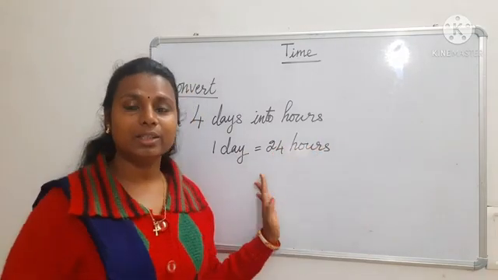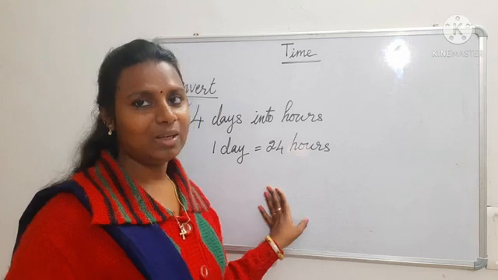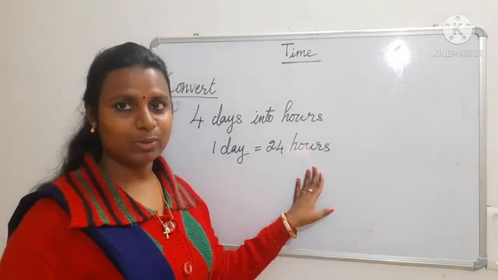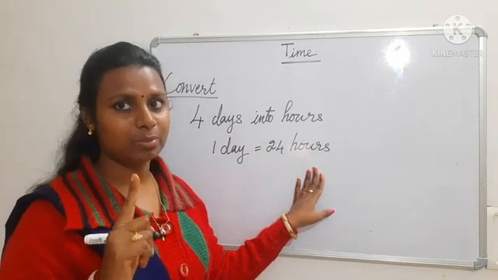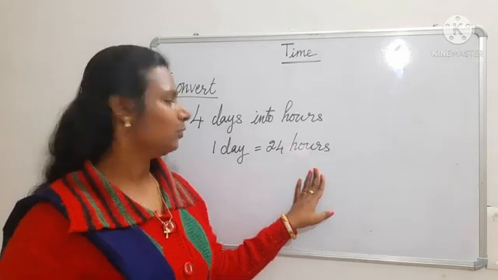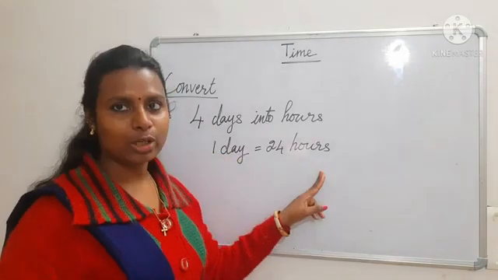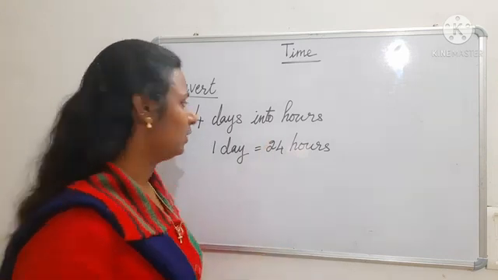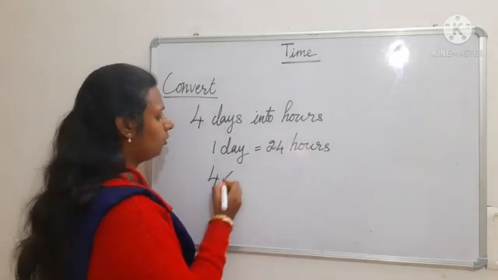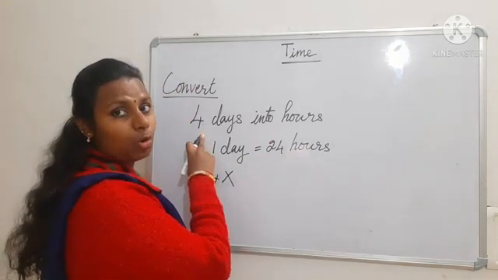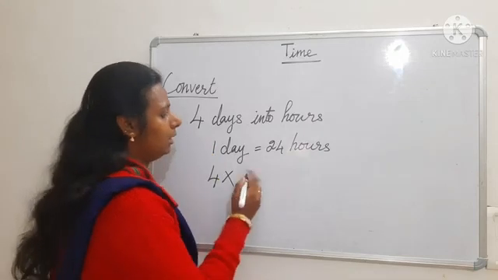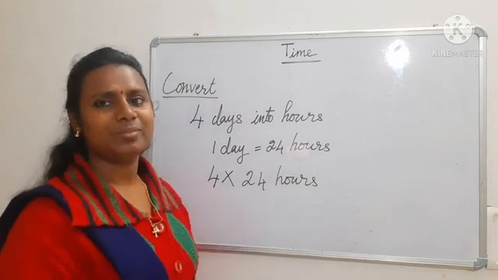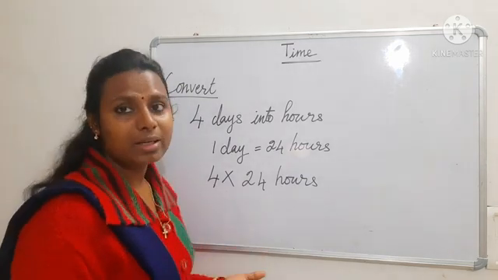Now I have written the measures. Now day is the bigger unit and hour is smaller than day. You know that in 1 day we have 24 hours. Now from day to hours you are going to change, higher units to lower units. That means you have to multiply. So we take 4, we are going to find hours for 4 days. So 4 multiplied by 24 hours. Simple thing. Just multiply and write the answer.